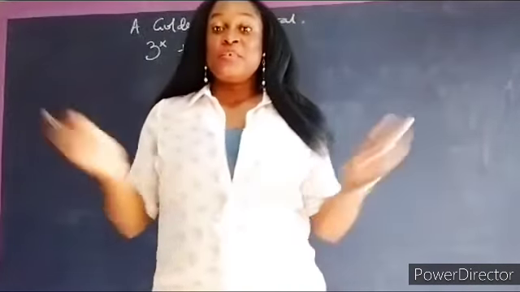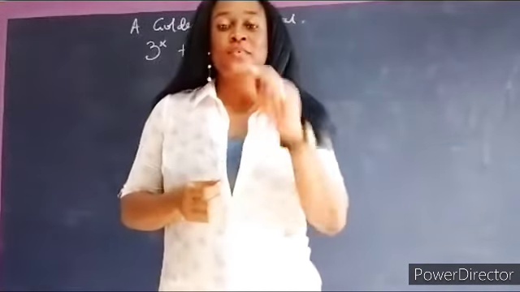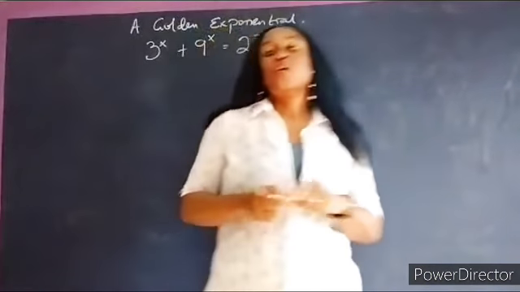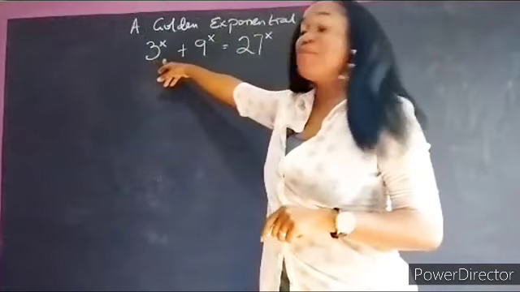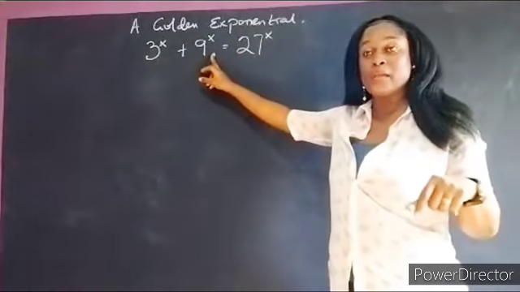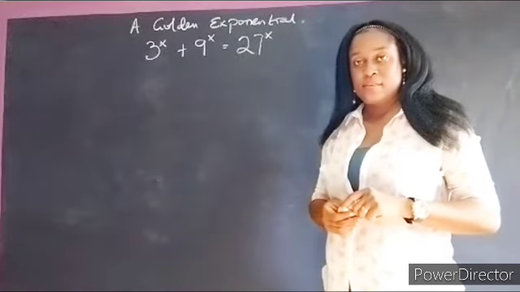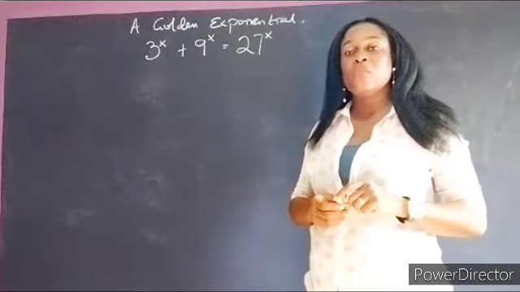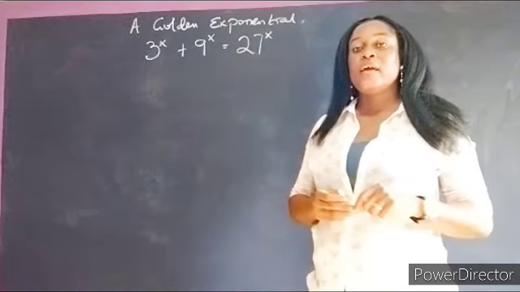As I was strolling down the streets of YouTube, I stumbled on a very interesting question, and I want to take that question up with each and every one of us. It's a golden exponential. So 3 raised to the power x plus 9 raised to the power x equal to 27 raised to the power x. And the question is, what is the value of x?